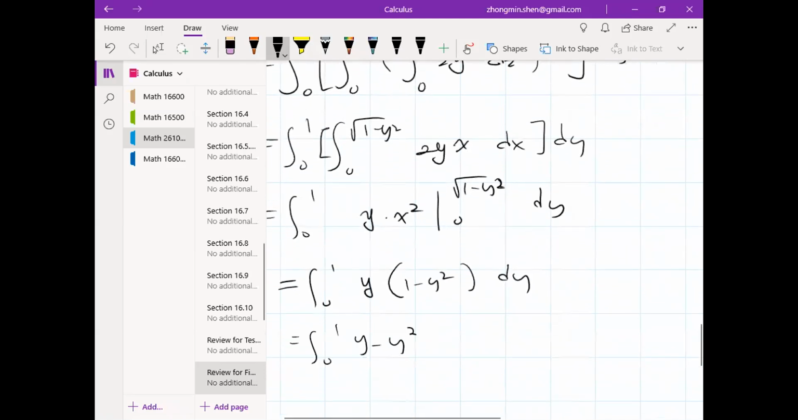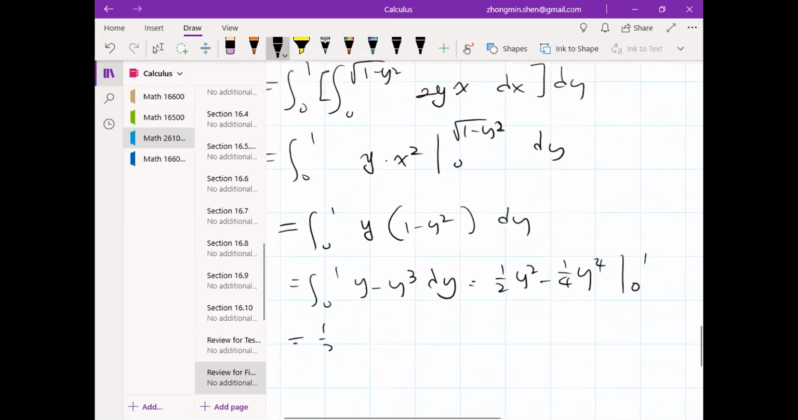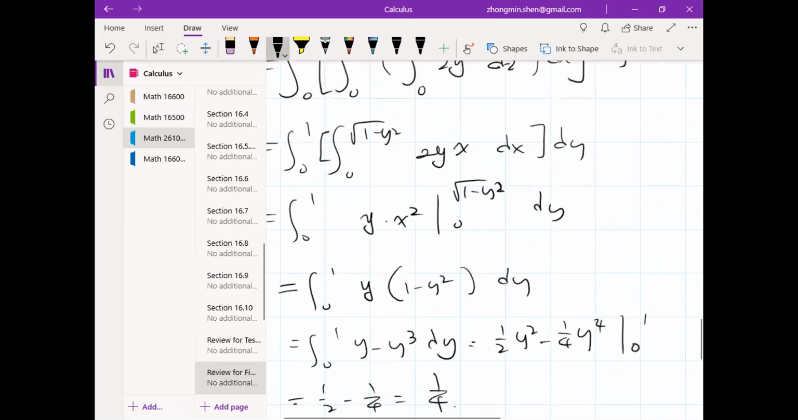Then you multiply this out. It's y minus y cubed dy. The antiderivative is one half y squared minus a quarter y to the fourth, from 0 to 1. That's going to be 1/2 minus 1/4. And look at the sign. Here it's positive, and if you go back to the integral, I think it's going to be positive.